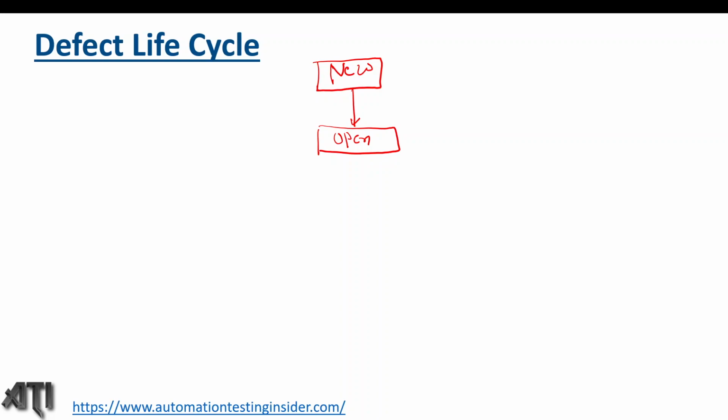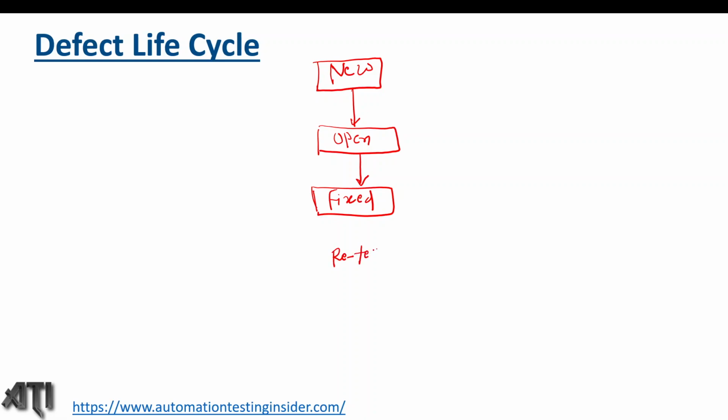Now they will work on the fixes, they will work on the defect, and they will fix the defect. So the status of the defect would be fixed, and they will assign it back to the testing team. Now it is our responsibility as a tester. We have to rework on the defect, we have to retest the defect. So what is the status of the defect this time?